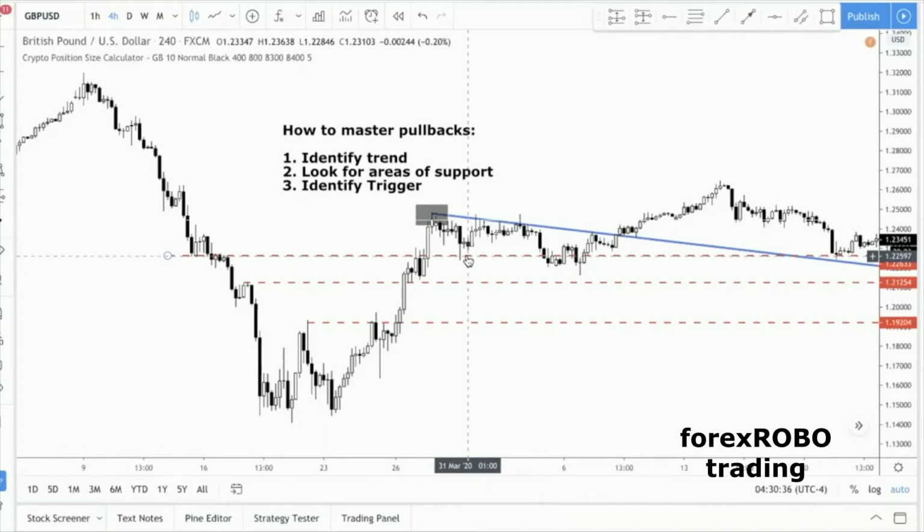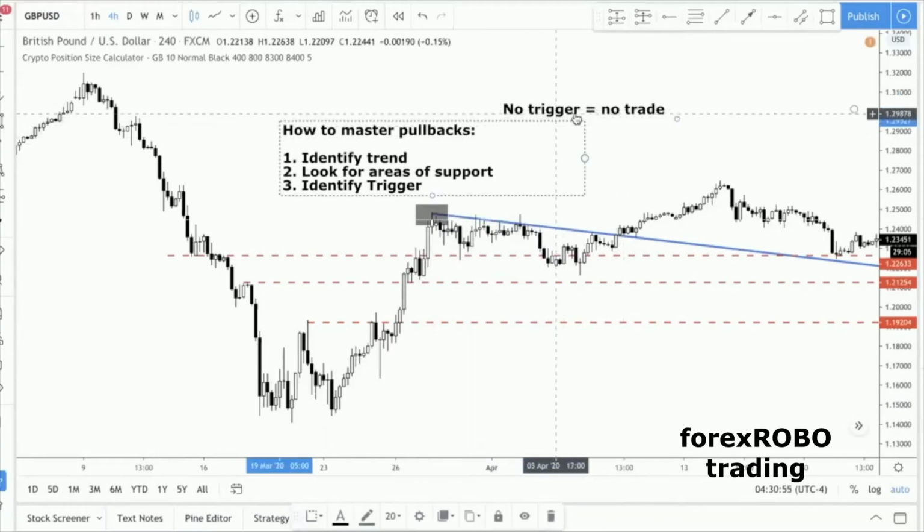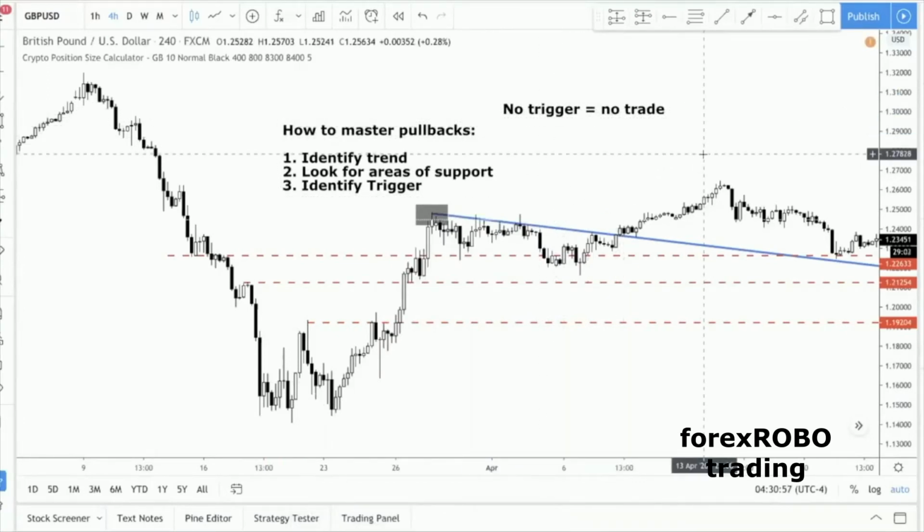Now, one of my first mentors always taught me this concept. She drilled it into my head that when there's no trigger, there is no trade. So if you can write this down, this is so important. This will help prevent a lot of losses. If you do not see a trigger, then you do not trade. No trigger, no trade. Make sure you write this down.